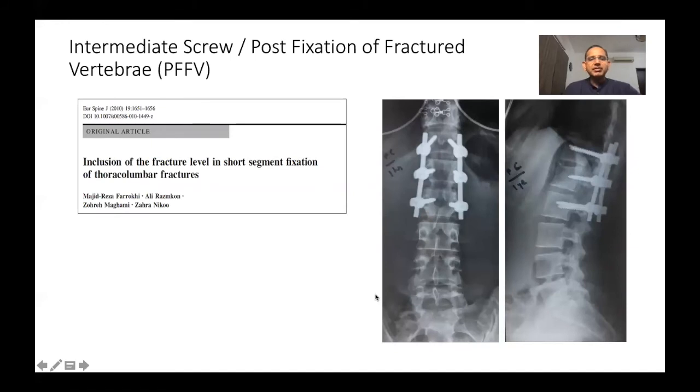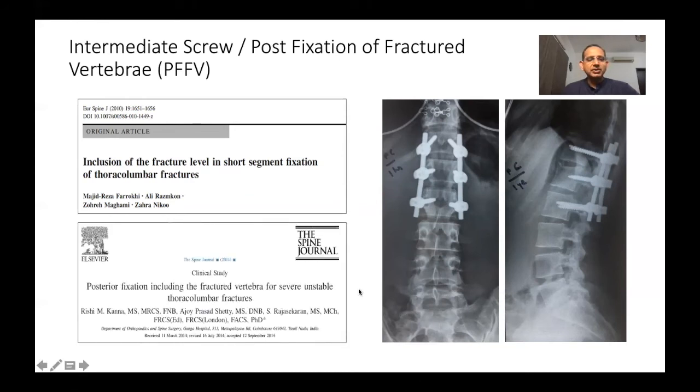By 2010, while these classifications were being evolved, another concept began to start flooding the literature on thoracolumbar fractures, and that was fixation of the intermediate screw, or what came to be known as the posterior fixation of the fractured vertebrae, or PFFV. And various articles, 2010, and then again by Rishi and Ajoy and Rajasekaran in 2014, demonstrated the advantage of putting in 2 additional screws in the fractured vertebrae and how it prevented future collapse.